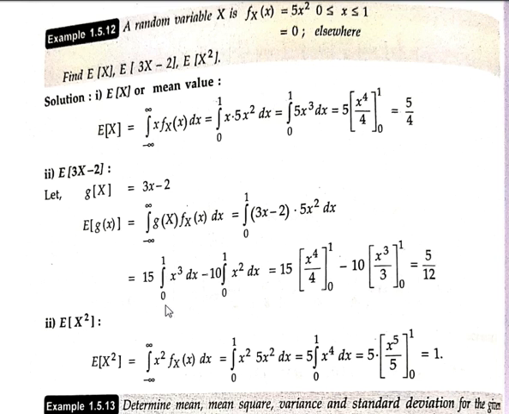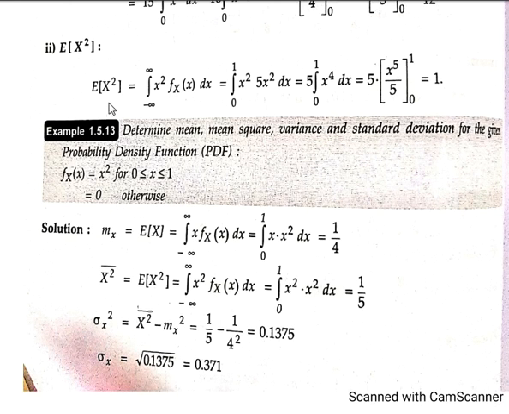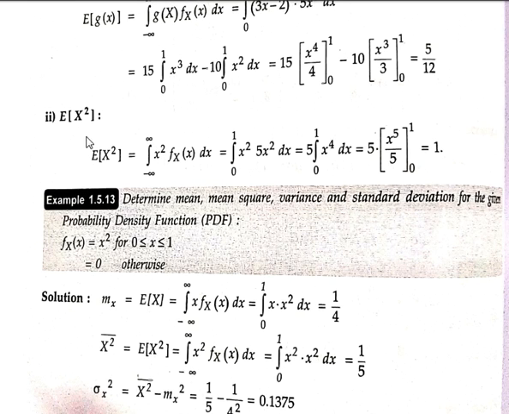And E of x square is the integration from minus infinity to plus infinity of x square fx of x dx. So which will be, in this fashion, 5 into x to the power 4, which goes to x to the power 5 divided by 5. So it gives 1. So these are the expectation problems. And a few more are being solved.